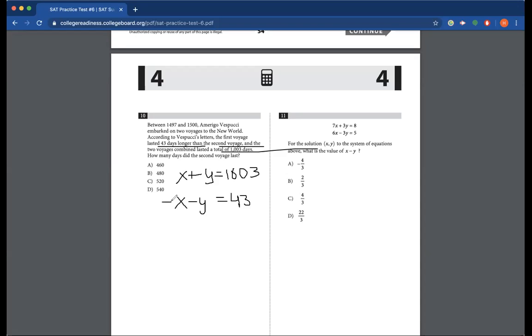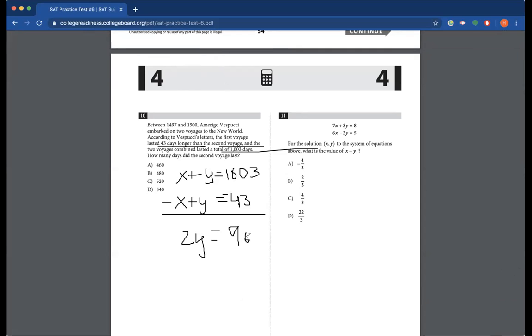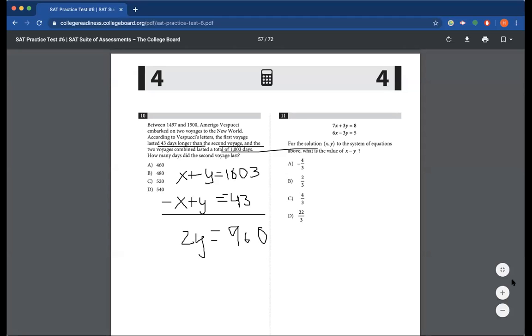Basically, we can just make this negative, make that positive, make this negative. Now do this, we get 2y equals 1,003 minus 43, or 960. And 960 divided by 2. I think that should give you 420. Let me check. I mean, 465. I don't know what I'm saying. 480. Okay, so we get B as our answer.